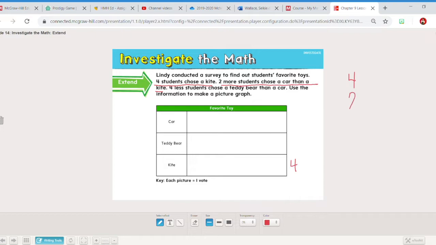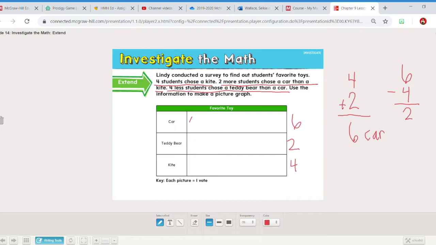4 students like kites, but 2 more liked cars. So I'm going to write that. 4 less students chose a teddy bear than a car. Okay, so now we're really using our brain. 4 less. Well, we know that there are 6 cars now, so I'm going to put that number. And 4 less, so we know we're subtracting. Liked the teddy bears. Only 2 for the teddy bears.